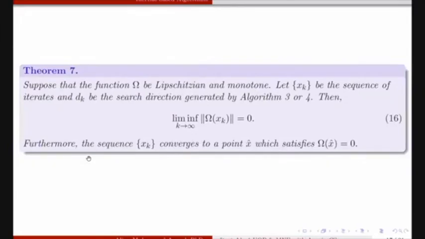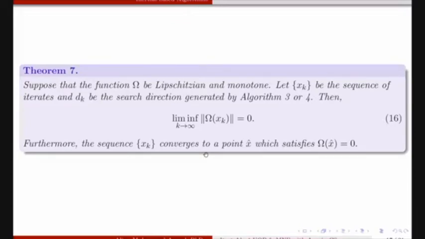Then finally, we have the theorem here: if all the conditions stated here hold, and x k and d k, which is the search direction, are generated by either algorithm 3 or algorithm 4, then we are sure that this will happen, and we are sure that x k will converge to a point x hat for which omega of x hat will be equal to 0. Remember, this is the problem we are solving.